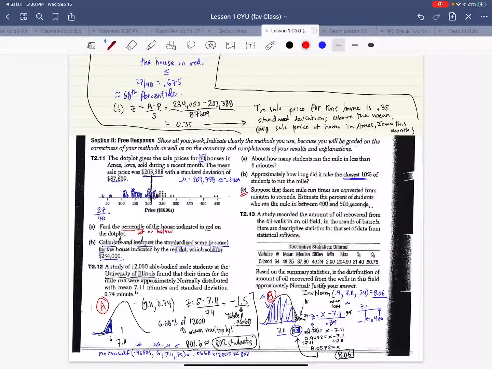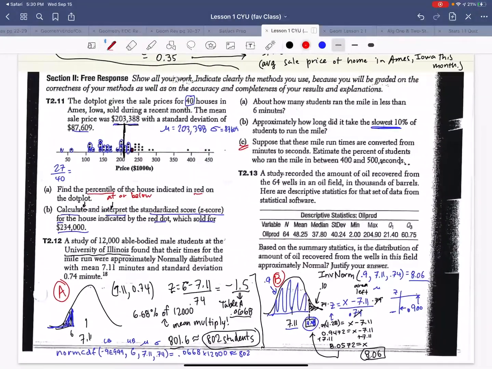So I'm kind of running out of room. Let's see, maybe I can work with it here. It says, suppose that these mile run times are converted from minutes to seconds. Aha! So what do you do when you convert from minutes to seconds? If it's 7 minutes, like our mean, when we convert, 60 seconds is 1 minute, right? So I'm dividing by 60. Notice it says estimate the percent of students that ran the mile between that and that. We could do one of two things. We could just convert this back, or we convert everything in the table. So I'm just going to convert this back.